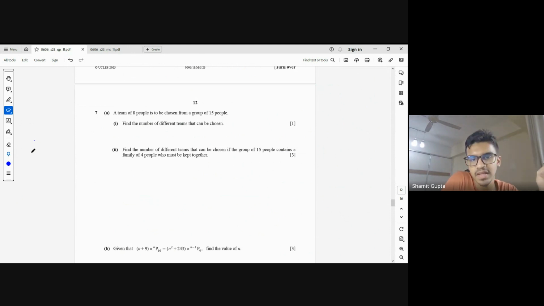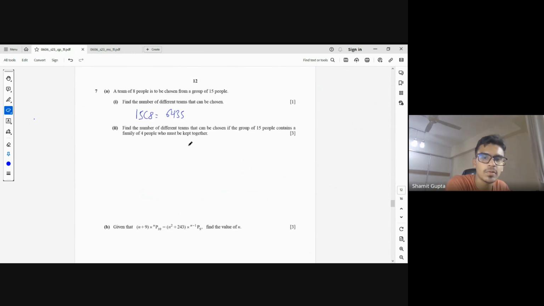Suppose there are 15 people, A, B, C, D, E, F, G, H, and so on. Team of 8 people. So if it's arranged like A, B, C, or C, B, A, they're still in one team. So you use combinations. So it'll be 15C8, which is 6,435. Find the number of different teams that can be chosen if the 15 people contain a group of 4 people who must be kept together.